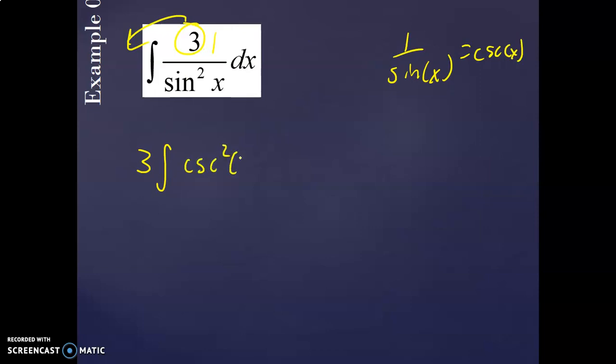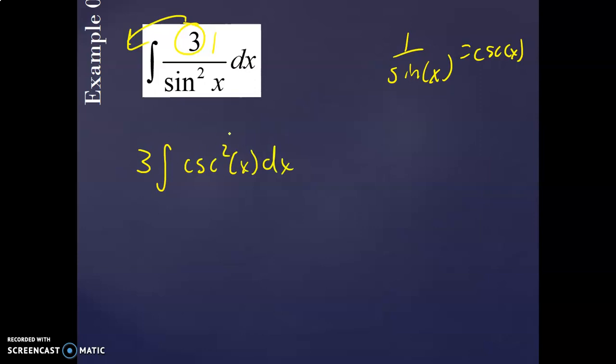So we don't have a divide by sine squared. We could potentially use U-substitution, but if we made U be sine, then we'd need a cosine somewhere, and we don't have any cosine. So all we do here is move the 3 out front, and then 1 over sine is the same as cosecant of x. So I just rewrite this as 3 times the integral of cosecant squared of x dx.